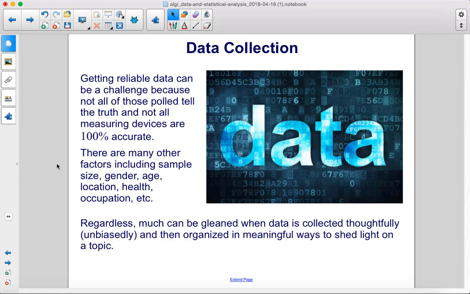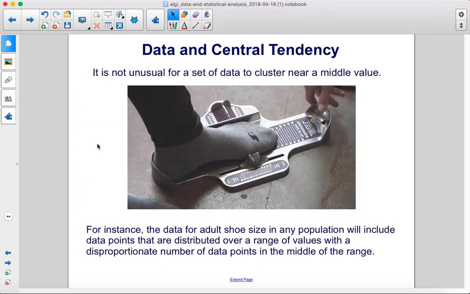Getting reliable data can be a challenge because not all of those polled tell the truth, and not all measuring devices are 100% accurate. There are many other factors including sample size, gender, age, location, health, occupation, etc. Regardless, much can be gleaned when data is collected thoughtfully, unbiasedly, and then organized in meaningful ways to shed light on a topic. It is not unusual for a set of data to cluster near a middle value. For instance, the data for adult shoe size in any population will include data points that are distributed over a range of values with a disproportionate number of data points in the middle of the range.